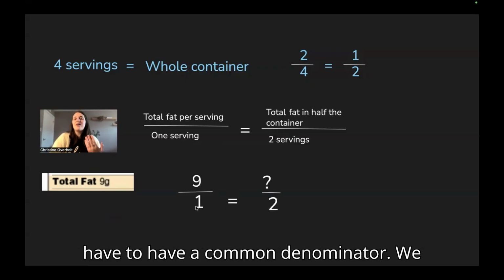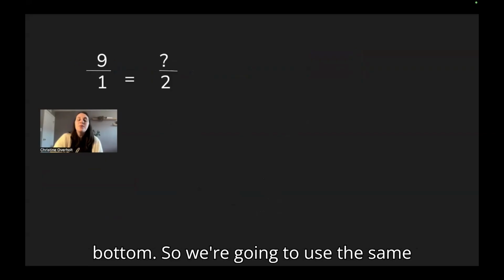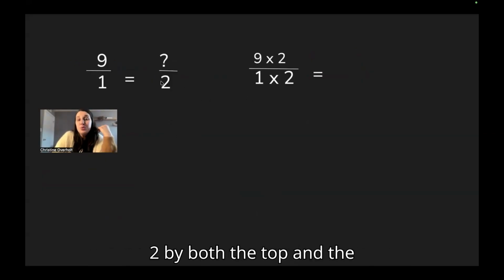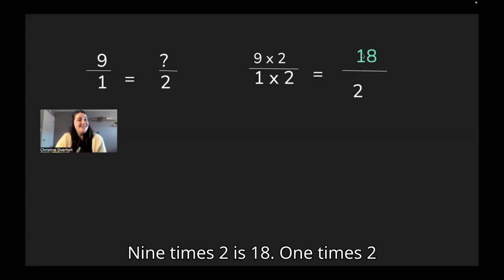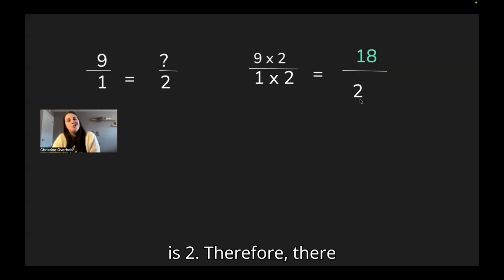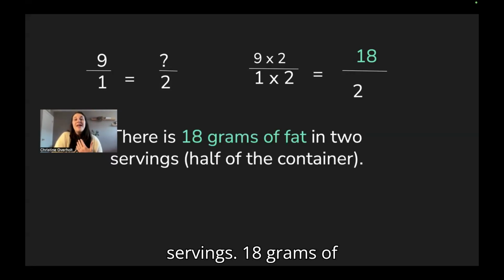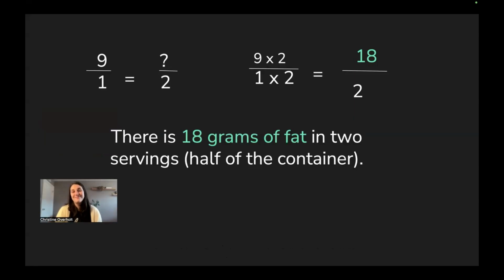Remember, we have to have a common denominator. We have to have the same number on the bottom. So we're going to use the same process. We're going to multiply 2 by both the top and the bottom to make it equal. 9 times 2 is 18. 1 times 2 is 2. Therefore, there are 18 grams of fat to 2 servings. 18 grams of fat in half of the container.